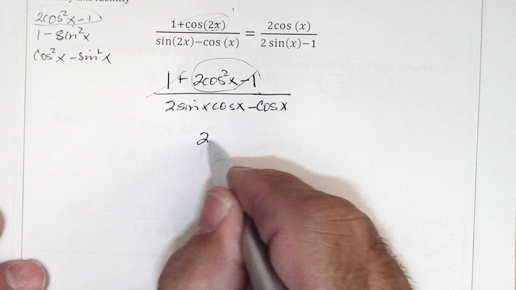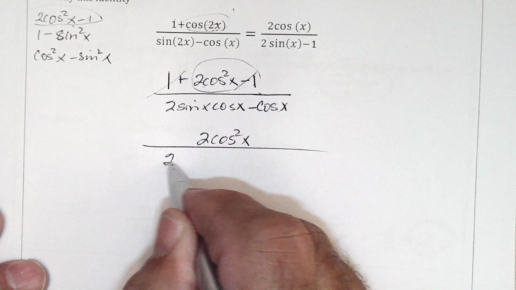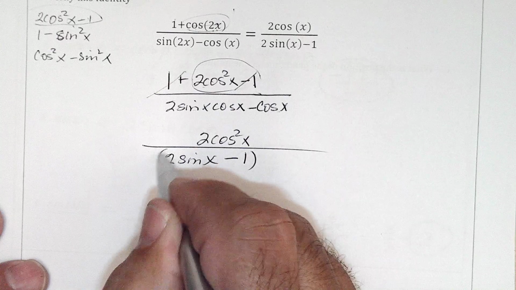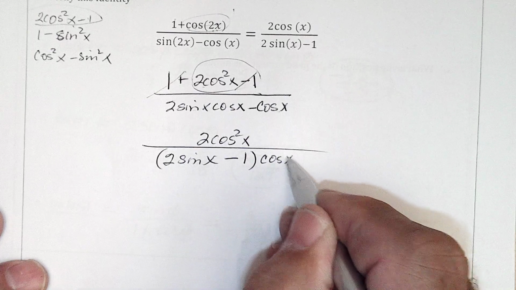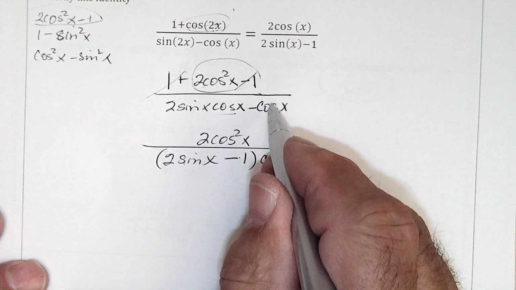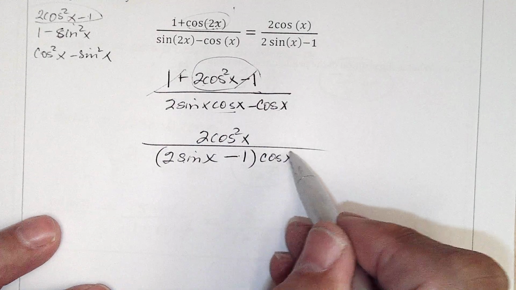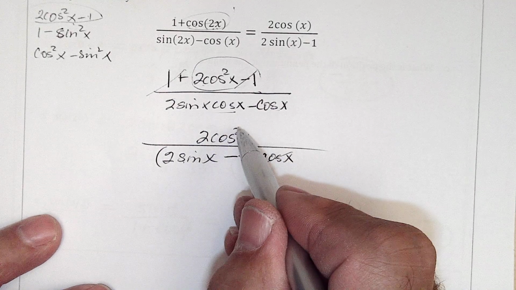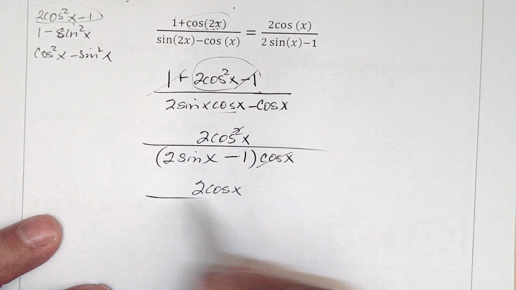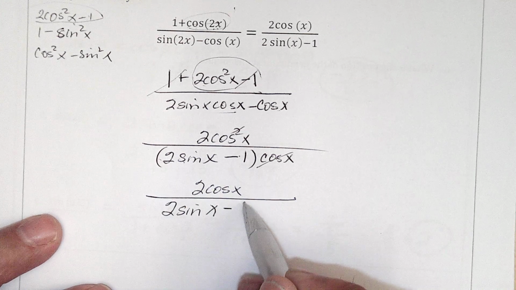So I'm going to get 2 cosine squared x over 2 sine x minus 1 times the cosine x. Cosine x times this makes that. Cosine x times minus 1 makes that. So then this cosine that's times everything can cancel one of these, and I get 2 cosine x over 2 sine x minus 1.